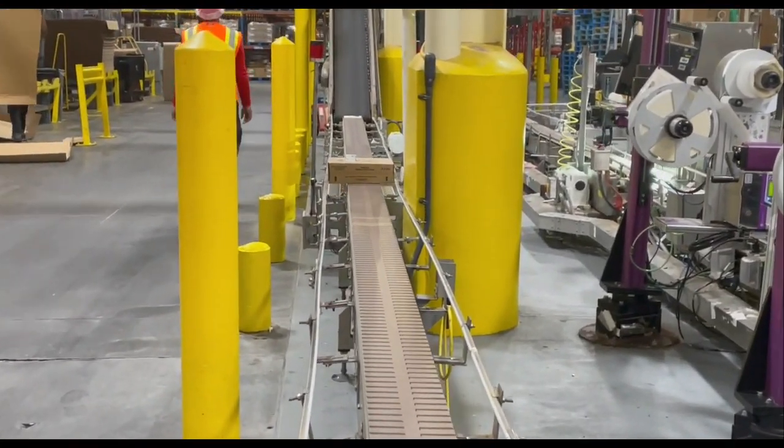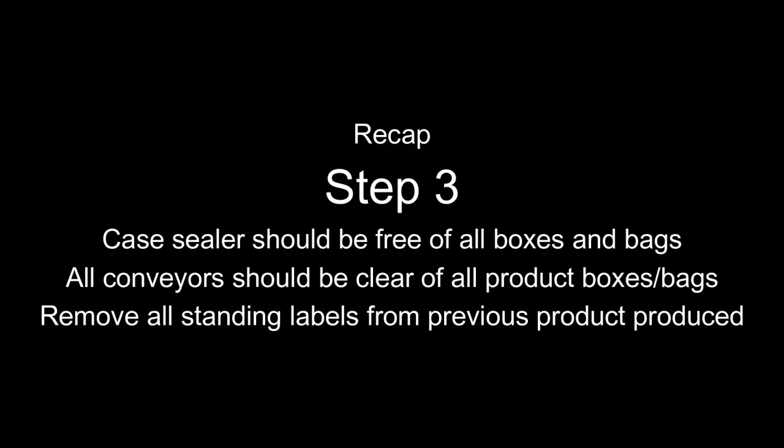This concludes step 3. Let's recap step number 3. The case sealer should be free of all boxes and bags, all conveyors should be clear of all product boxes and bags, and remove all standing labels from the previous product.